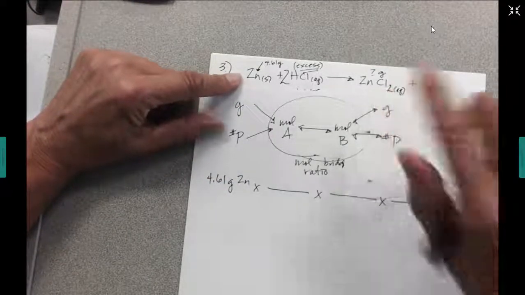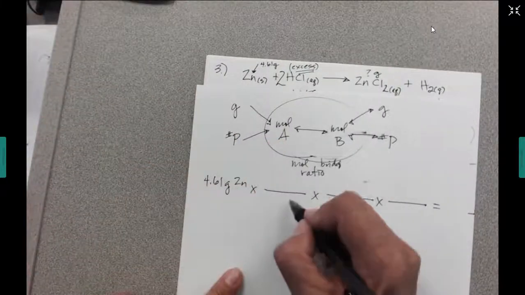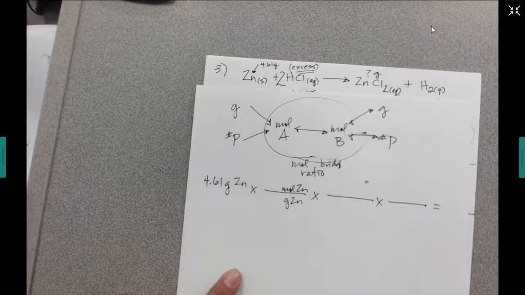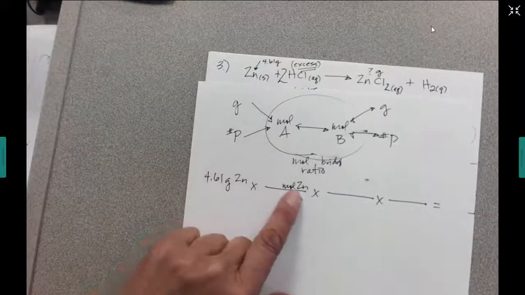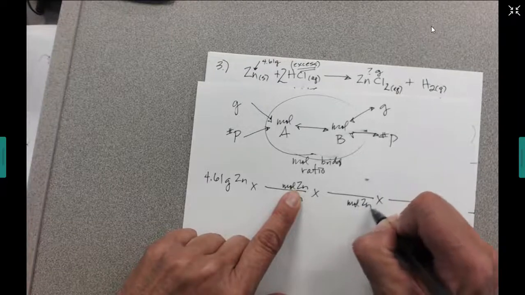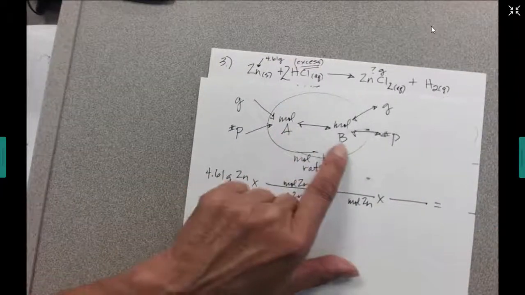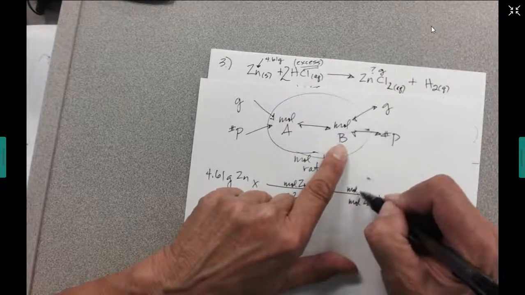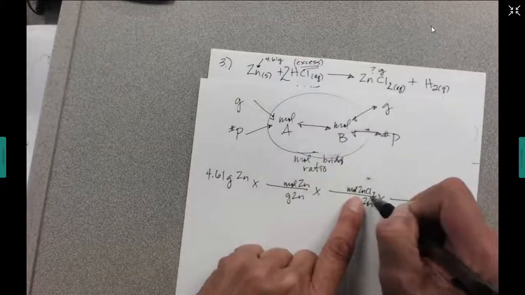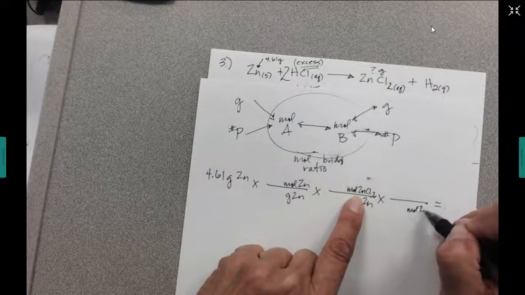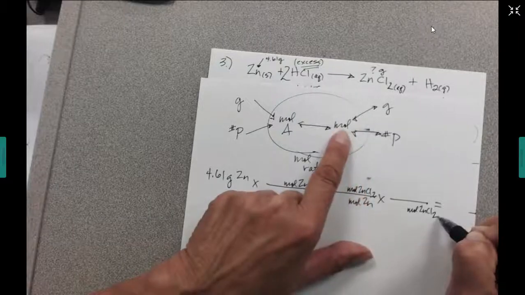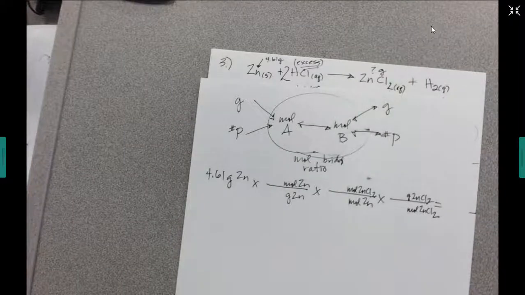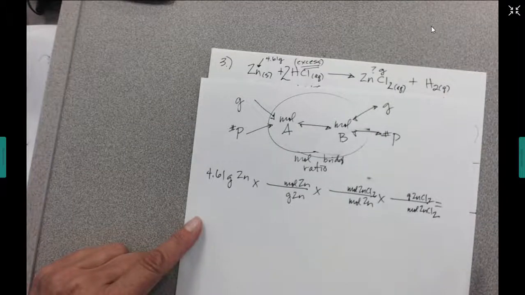I'm going to have 1, 2, 3 conversions to get me from grams of zinc to grams of zinc chloride. So I'm going to go from grams to moles first. So I'm going to go grams of zinc to moles of zinc. That's my first step. Then I'm going to take moles of zinc. I'm going to put it down here because I want those units to cancel. I'm going to go from moles of zinc to moles of zinc chloride. I'm going to take moles of zinc chloride. I'm going to put them down here because I want them to cancel. And I want to go from moles of zinc chloride to grams of zinc chloride. So there's the traditional method. And then you go back and you fill in the numbers.